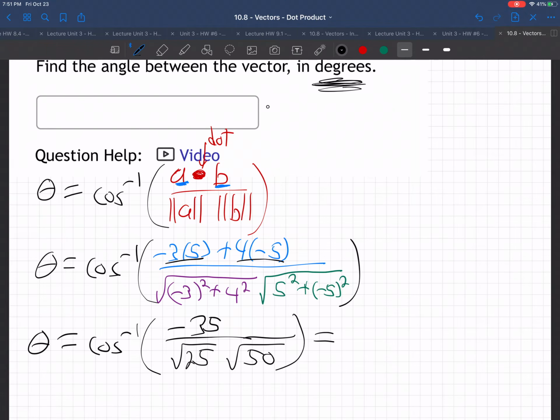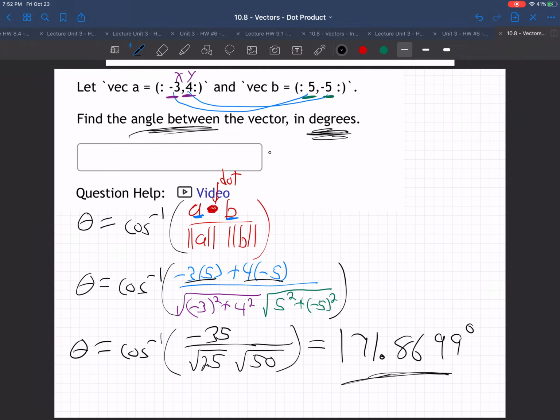So cosine inverse of negative 35 over that. Use the negative button. I'm getting 171.8699 degrees. So that's how many degrees, that's the angle between these vectors. It's almost 180 degrees. Does that seem reasonable?